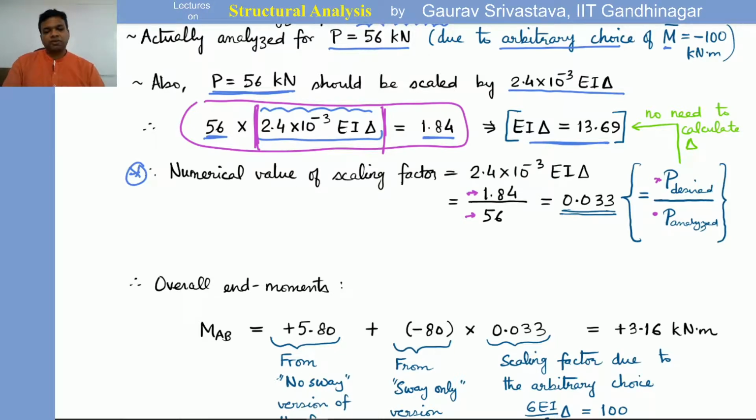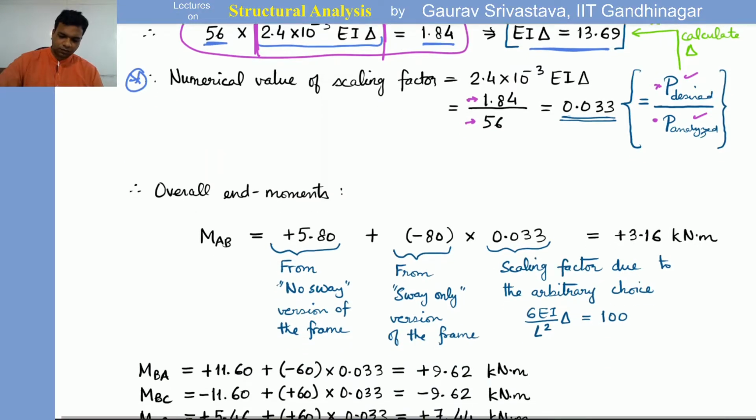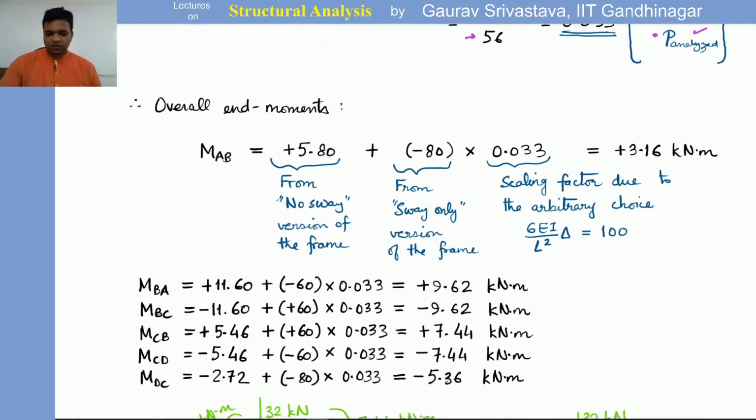Okay, so again, when we are using this method in practice, we need not actually calculate EI delta. We can simply calculate what was the force that we wanted to solve for, that was P desired, and what was the force that we actually ended up solving because of the arbitrary choice of m bar, right? This arbitrary choice, and we can simply divide them, and that will be the multiplication factor for all the moments that we calculate. Okay, and now we have two cases.